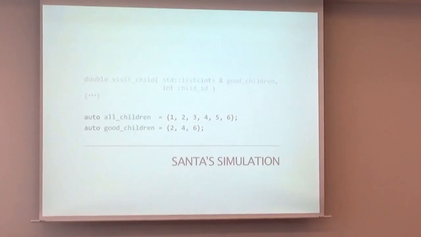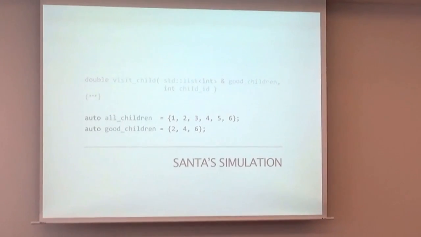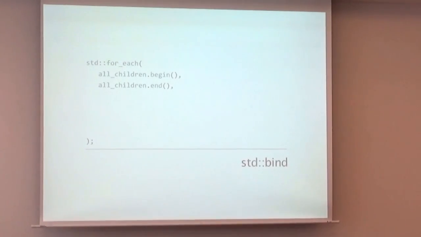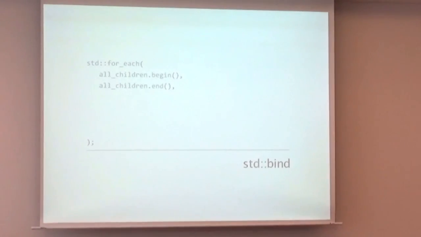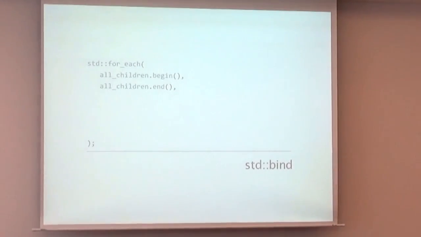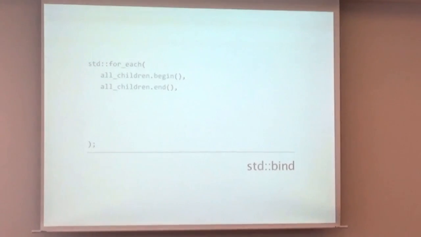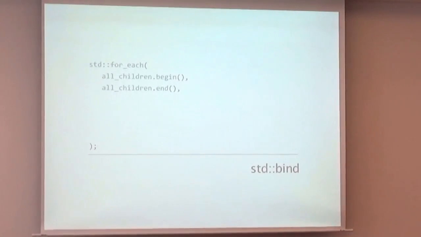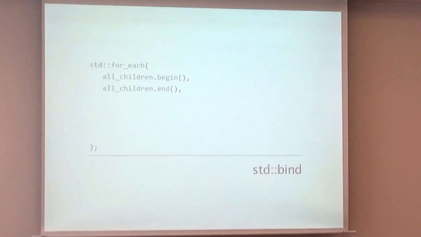Then there's a simulation around this function. There is an iteration around this, and therefore we use standard for each. You know, of course, standard for each expects a begin and end of a set, for example, or a list, and it expects a callable operator. It expects a function or a lambda, etc. And in this case, we can use standard bind for it.